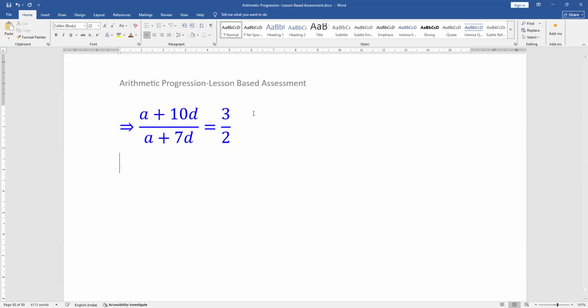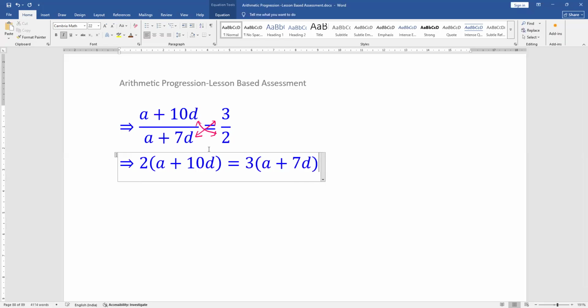Then what you do is nothing but cross multiplication. Multiply this, and then similarly multiply this 3 with this 7D. That is the same cross multiplication. So let me write it: 2 into A plus 10D equals 3 into A plus 7D.